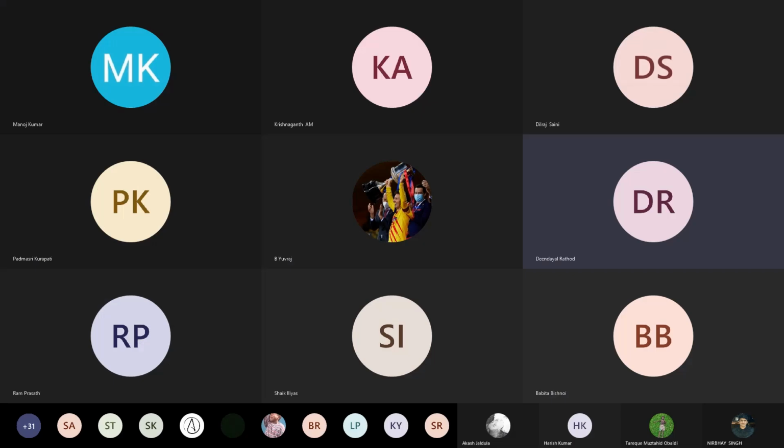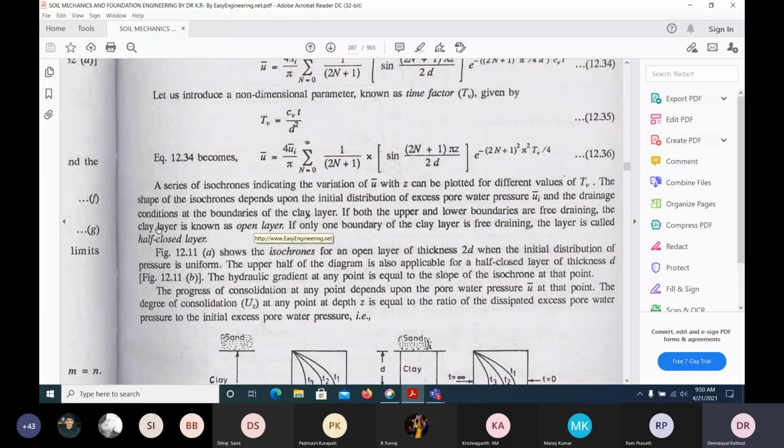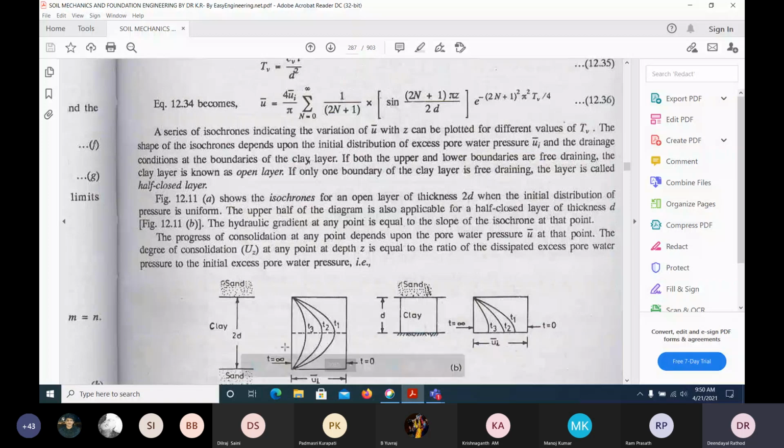mu, u bar with z can be plotted for different values of Tv, the time factor. The shape of the isochrone depends on the initial distribution of the excess pore water pressure, mu initial, and the drainage condition at the boundary of the clay. So they have drawn these isochrones.